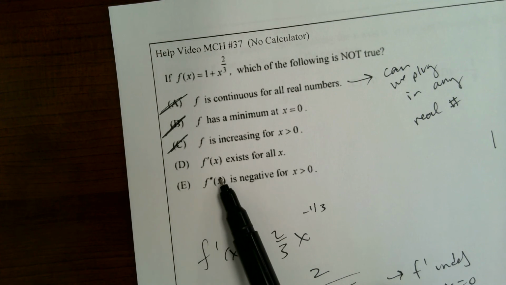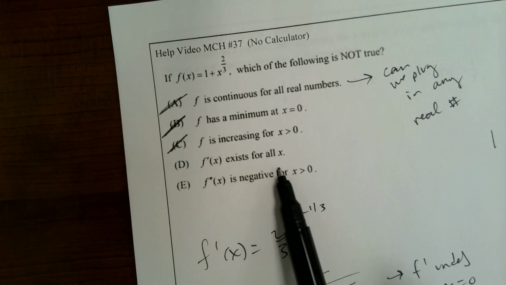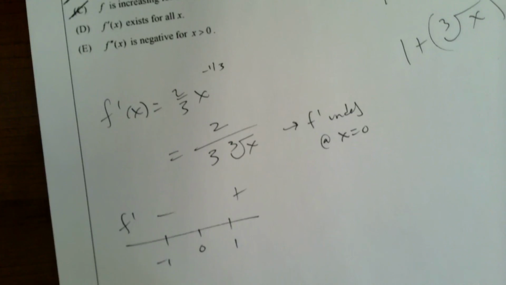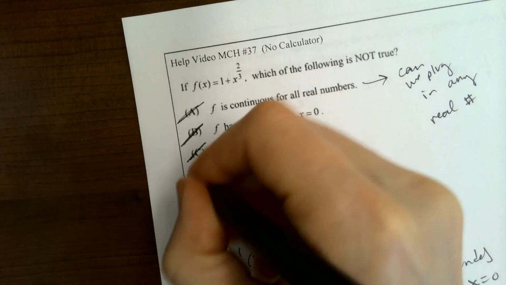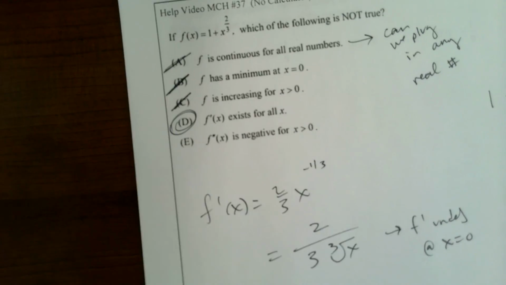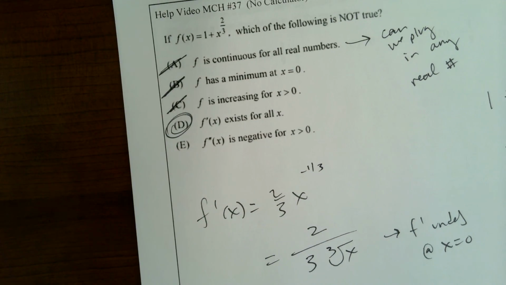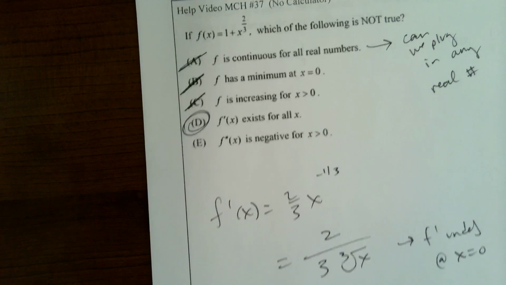f prime exists for all x, not true. It does not exist for x equals 0. f prime is undefined there, so we found it. So I don't even have to test E.